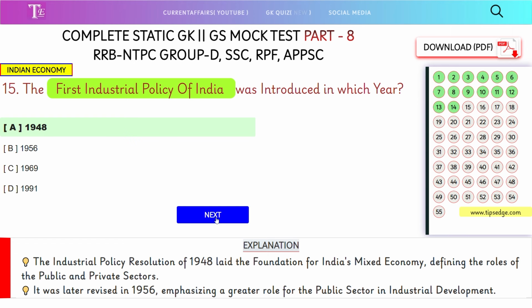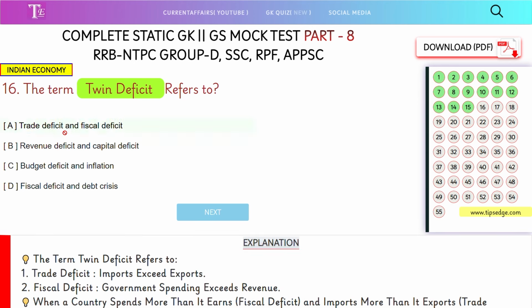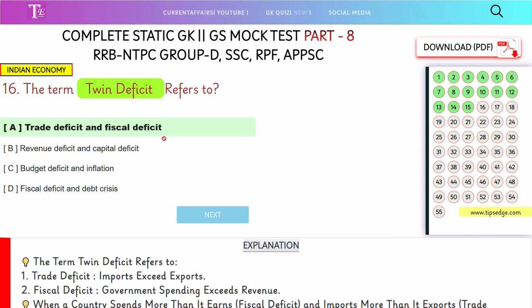Now moving to the 16th question. The term twin deficit refers to? Answer: trade deficit and fiscal deficit.